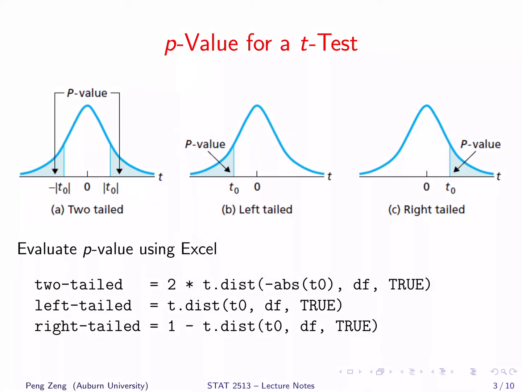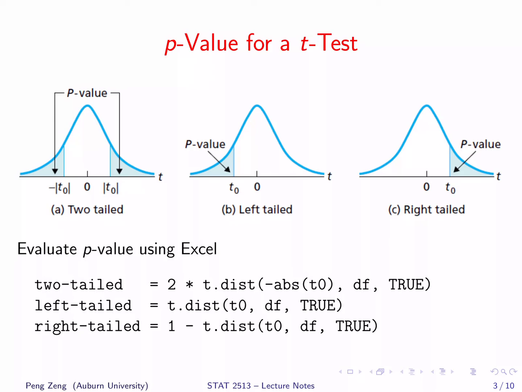Before we move on, we need to discuss how to calculate p-values for a t-distribution, or how to calculate probabilities for a t-distribution. We can definitely use Excel. The name of the function is t.dist. It has three arguments. The first argument is the t-value. The second argument is the degrees of freedom. And the third argument is always true.